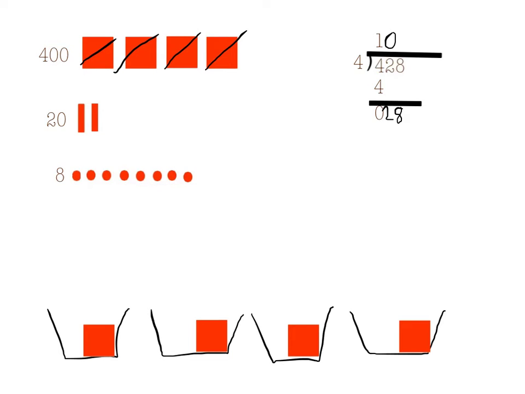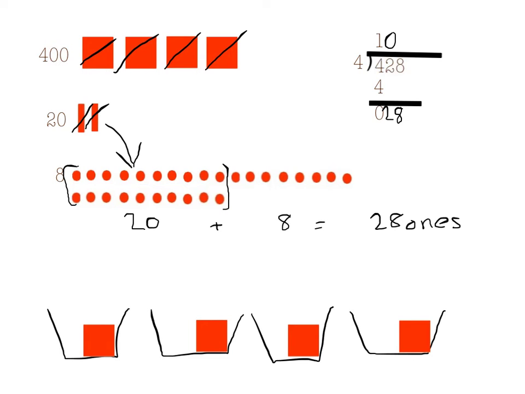So I have to change my 10s into 1s. And so here I took my 2 10s, made them into 20 ones, and added them to my 8 ones which I already had, which gave me 28 ones. And that's what I also have here in the algorithm, 28 ones. And so I have to see how many times does my 28 go into the 4 bins.